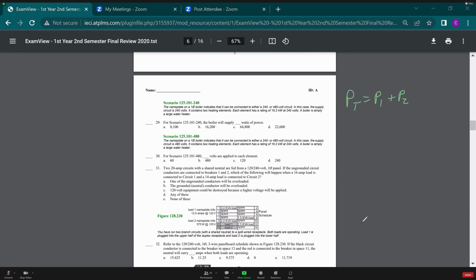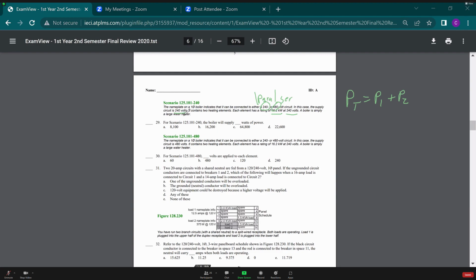The nameplate on a single-phase boiler indicates that it can be connected to either a 240 or 480 volt circuit. 240 is parallel, 480 is series. In this case, the supply voltage is 240. We're in our parallel set. Each element is rated at 16.2 kilowatts at 240 volts. And a boiler is simply a large water heater.